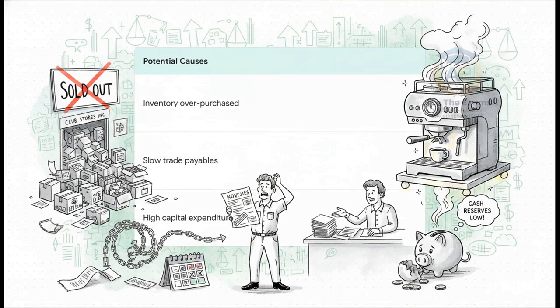To really secure those top marks in our AO3 written responses, we need to evaluate the exact causes of this drop. You need to ask, has the club overpurchased inventory that is now just sitting there unsold? Are trade payables being settled way too slowly, which damages our supplier relationships? Or, going back to our earlier cafe analogy, were cash reserves rapidly depleted because they just bought a super expensive new coffee machine, a massive capital expenditure? Detailing these exact causes proves to the examiner that we have a deep, practical understanding.